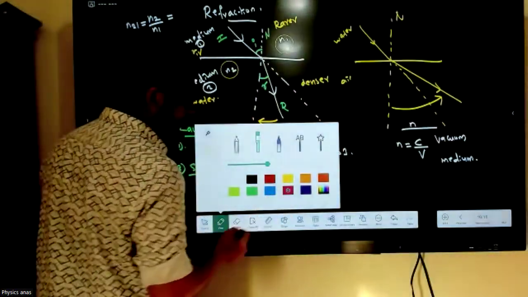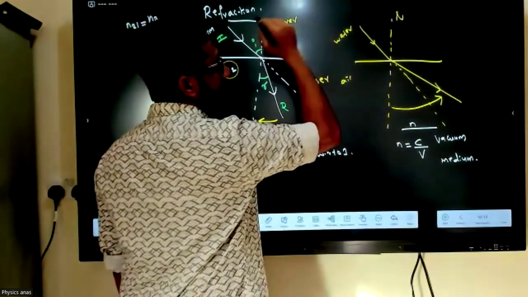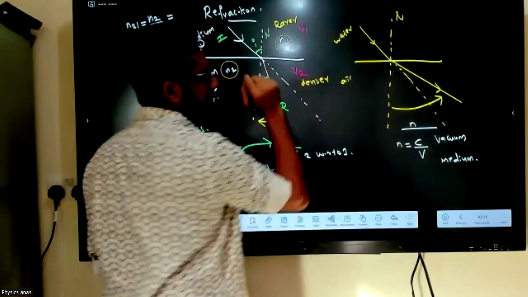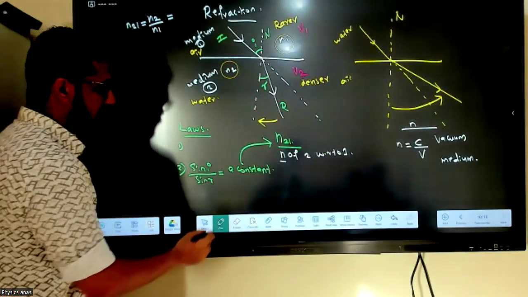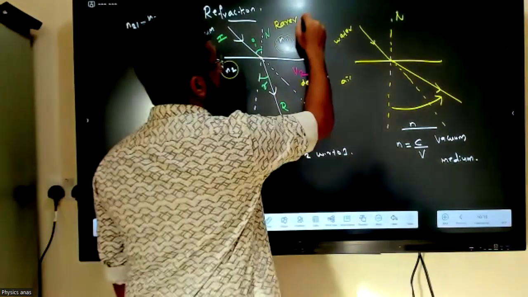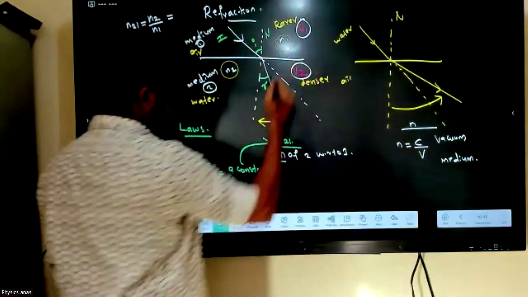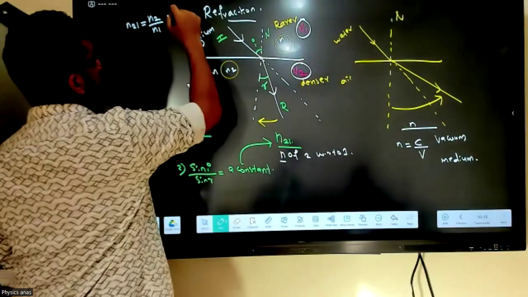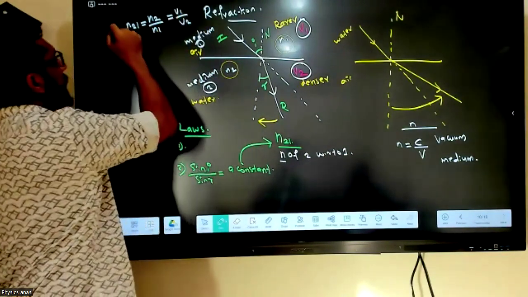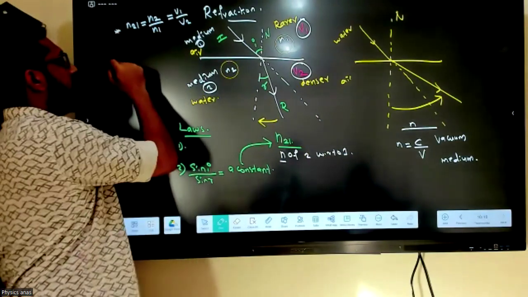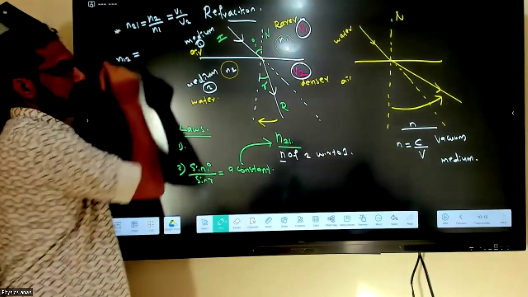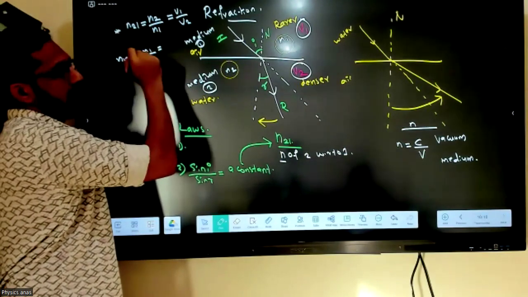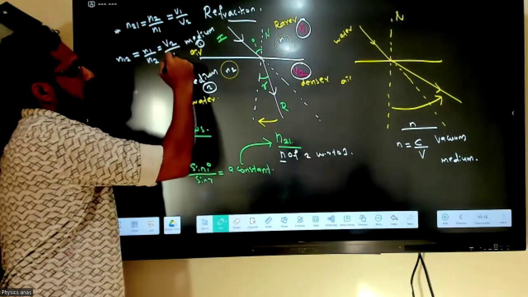It is also equal to the following. I am taking the speed of light in the first medium as v1 and in the second medium as v2. Then n21 is equal to n2 by n1, and also it will be v1 by v2. This is the equation for n21. Then what will be the equation for n12? n12 will be n1 by n2, and also v2 by v1.